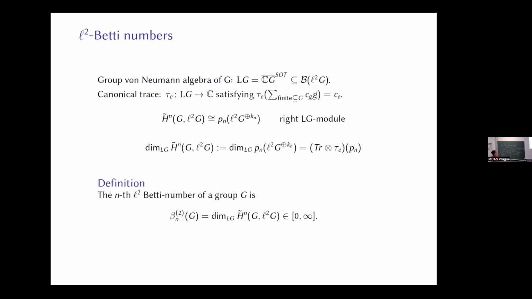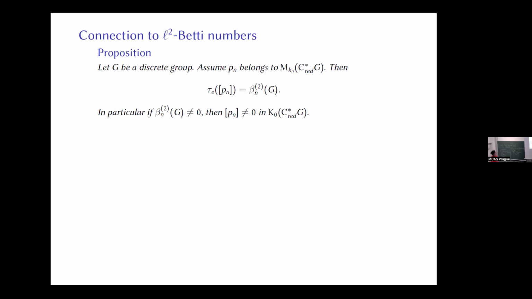And now what do we see here? The trace pairing between this trace and our higher Kazhdan projection gives us the L²-Betti number. But these are traces, so they satisfy the tracial property. This means that this trace would be constant on the Murray-von Neumann class of Pn. So for a discrete group G, if Pn belongs to some matrices over the reduced C-star algebra of G, then the trace pairing, with this trace generalized to the K-theory level, would be the nth L²-Betti number of our group G.